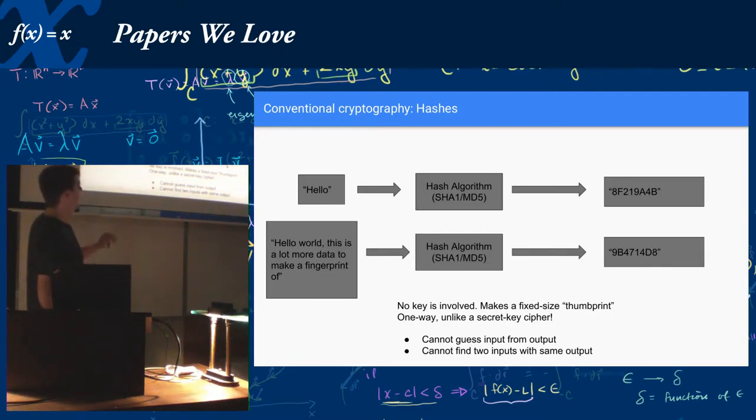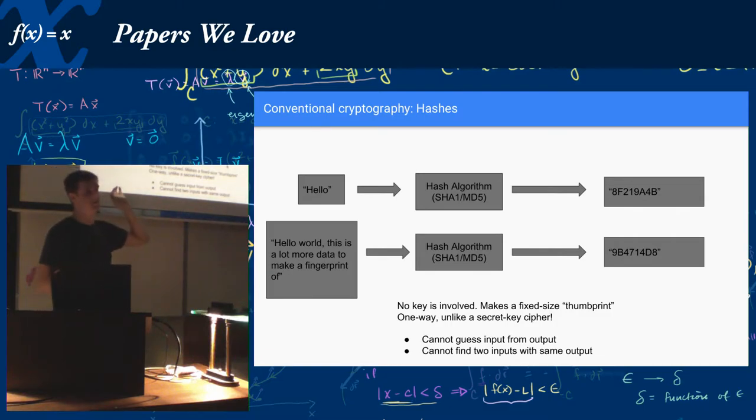But the way hashes work is you take an arbitrary amount of input, you run it through the algorithm, and you get a fixed size thumbprint of the data. If you've ever heard of a checksum, or CRC32, or something like that, that's basically what it is. It's a fixed size thing that is meant to detect changes or errors in the input. It can consume any amount of input and produce a fixed size output.